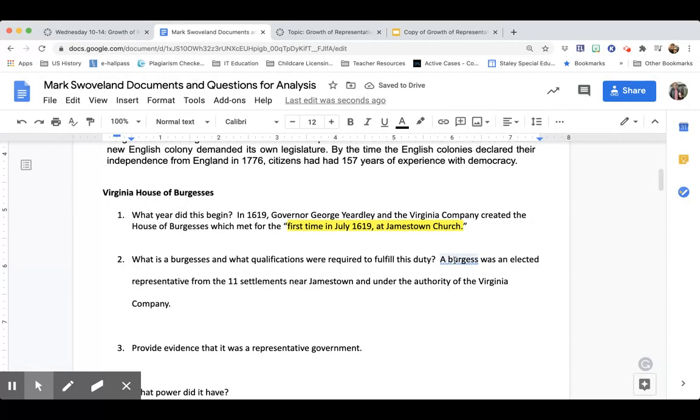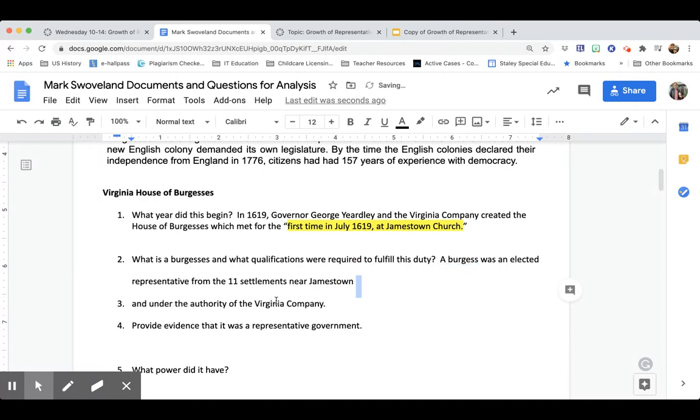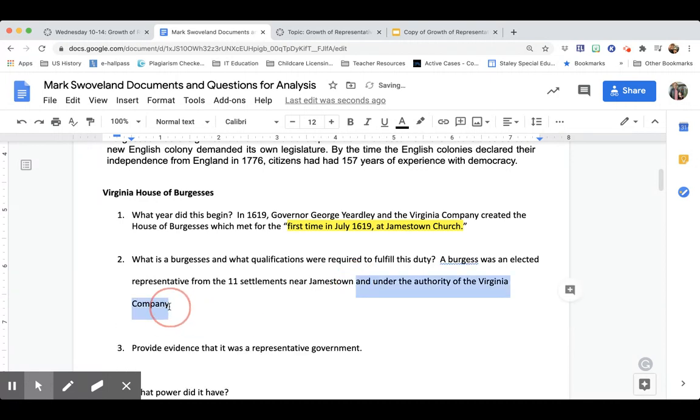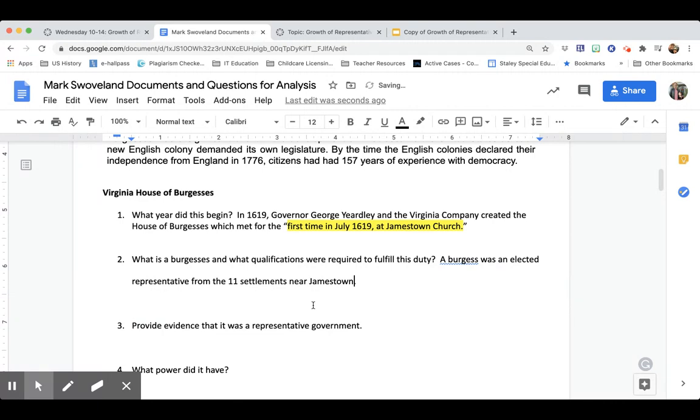So I said a burgess was an elected representative from the 11 settlements near Jamestown and under the authority of the Virginia Company. You know what? I'm just going to take out that second part. Let's just put 11 settlements near Jamestown. All right. What qualifications were required to fulfill this duty?